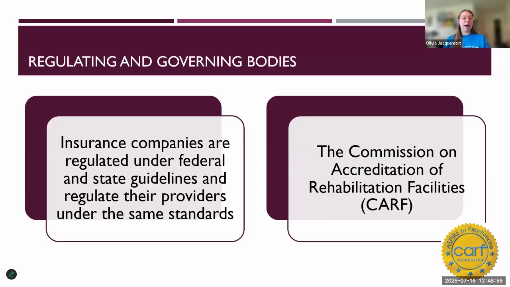We always are looking back at the regulating and governing bodies when we look for medical necessity and our clinical documentation. So insurance companies are regulated under federal and state guidelines and regulate their providers under the same standards. Standards and regulations are administered and monitored through insurance companies, and 99% of services are billed per Medicaid and Medicare. Insurance regulations are directly related to higher levels of governance, including federal, state, and even local governments and accreditation agencies.